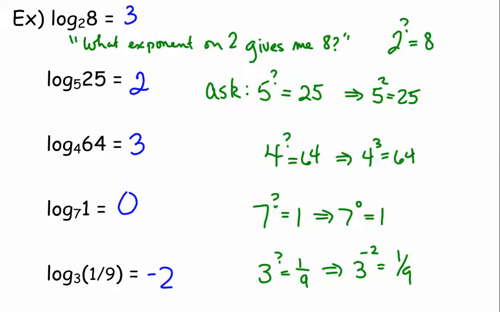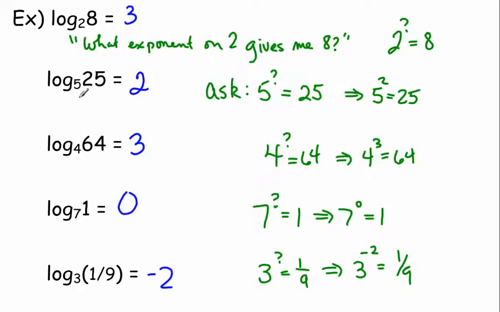Okay, now that we know what logs are, let's see if we can actually answer some logs, find some logs. When you see log base 2 of 8, this is what you want to translate that as in your head. You want to say, okay, what exponent would I put on the 2 to get an 8? You don't want to think about division here. In other words, 2 raised to some power equals 8. Well, 2 to the third power, 2 times 2 times 2 gives me 8, so the answer here is 3.